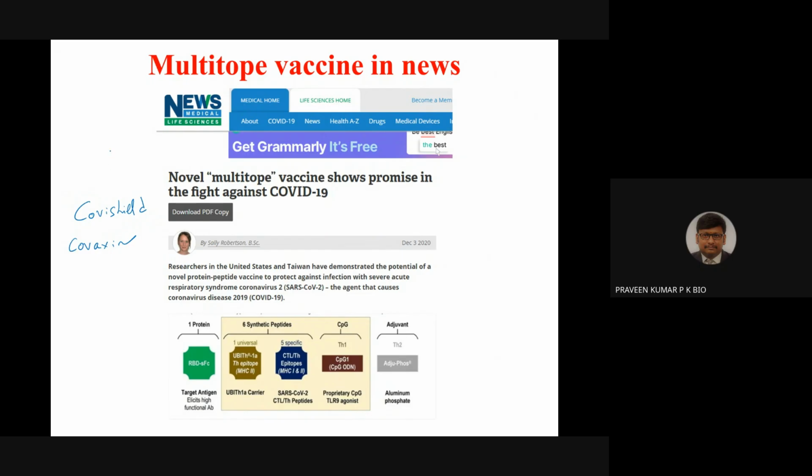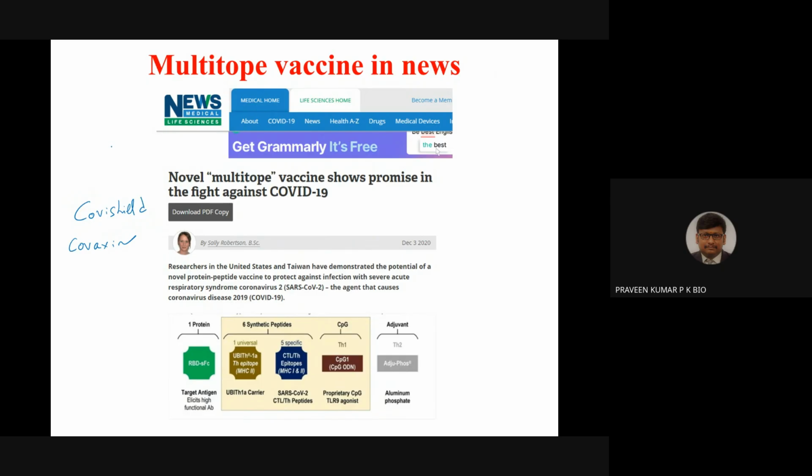But practically, when we explore the literature and other data, we came to know that in both the vaccines, we use a primary dose and secondary boosters, isn't it? Primary and secondary, so two doses are taken.